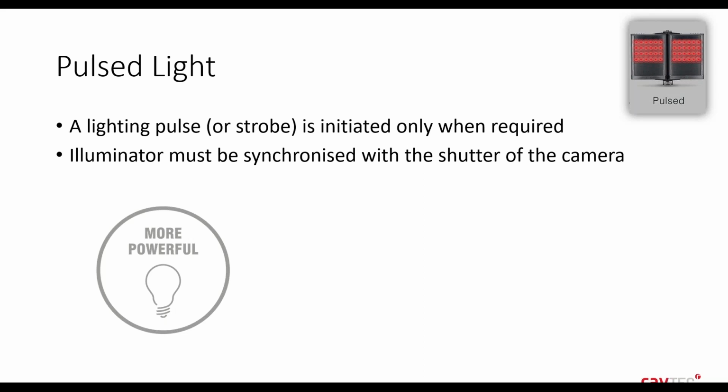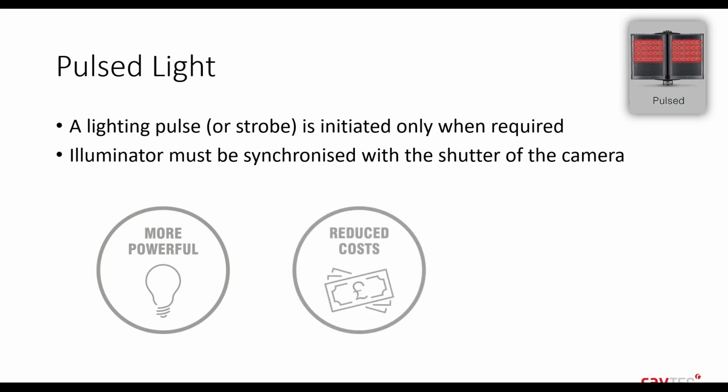So this can help deliver longer achievable distances or brighter lighting at the same distance, ultimately enhancing image quality. By the same token, it could also allow you to use a smaller, lighter unit, which delivers additional cost savings. Because when pulsing the illuminator, it's only on for a short burst of time, it's actually switched off for the majority of that time. So this can help significantly reduce power consumption by as much as 90%.